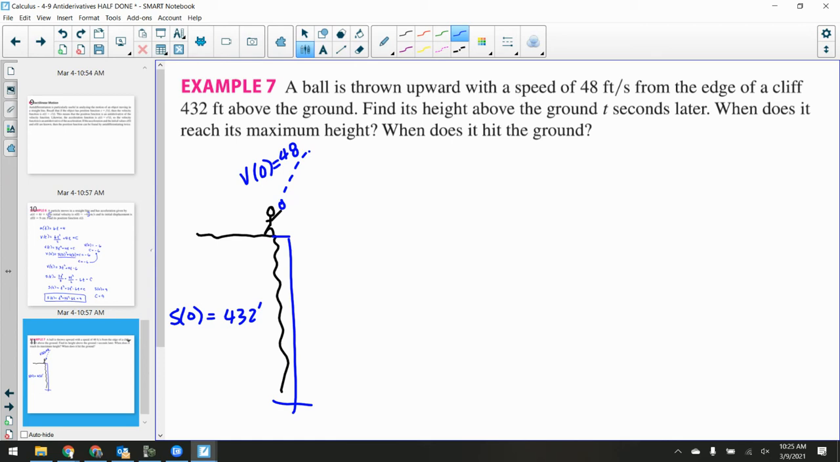Right? Okay, so let me ask you this. Does acceleration change on this ball? Does acceleration upward change? What changes though? Why is velocity changing?